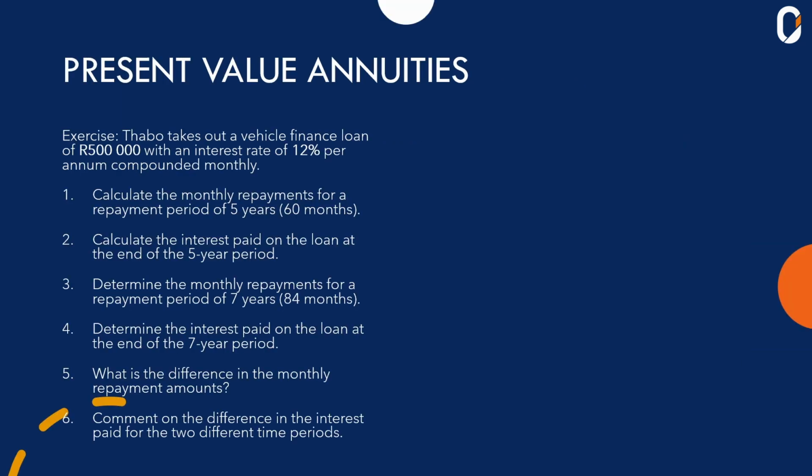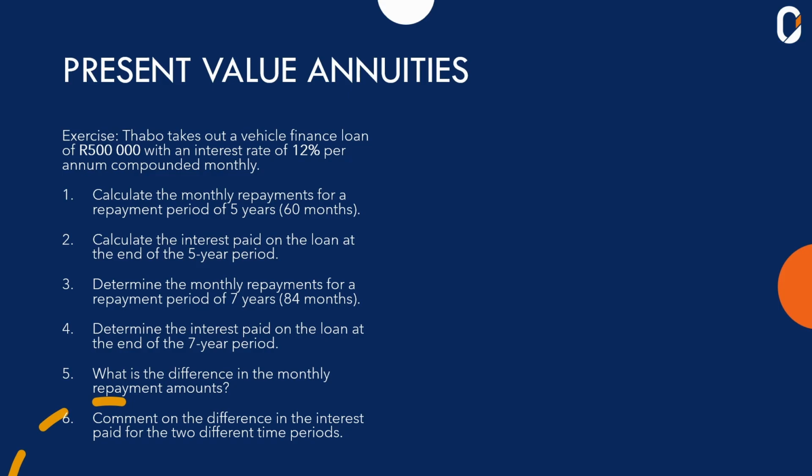Tabo takes out a vehicle finance loan of 500,000 rands with an interest rate of 12% per annum compounded monthly. Question number 1. Calculate the monthly repayments for a repayment period of 5 years, 60 months. Question number 2. Calculate the interest paid on the loan at the end of the 5 years period.